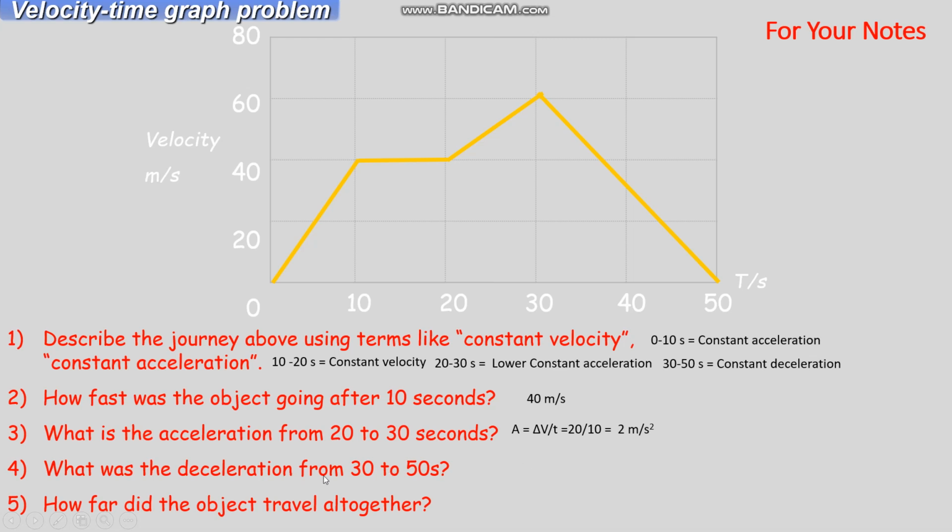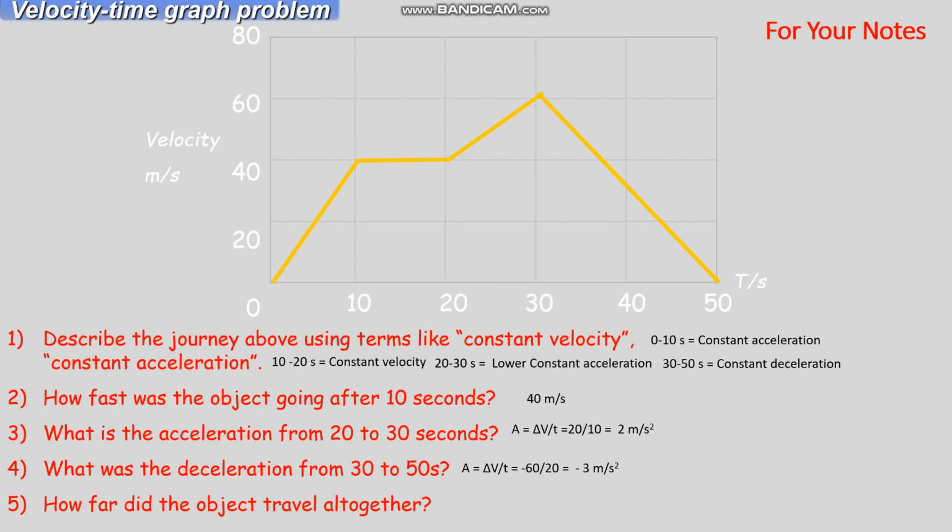And number 4, the deceleration, same idea. Acceleration is change in speed divided by time. This time the change is going from 60 to 0. So the change is minus 60. And that minus 60 is important, the minus sign there. It's taken 20 seconds to do it. So the acceleration is minus 3 meters per second squared, which if you remember is a deceleration.